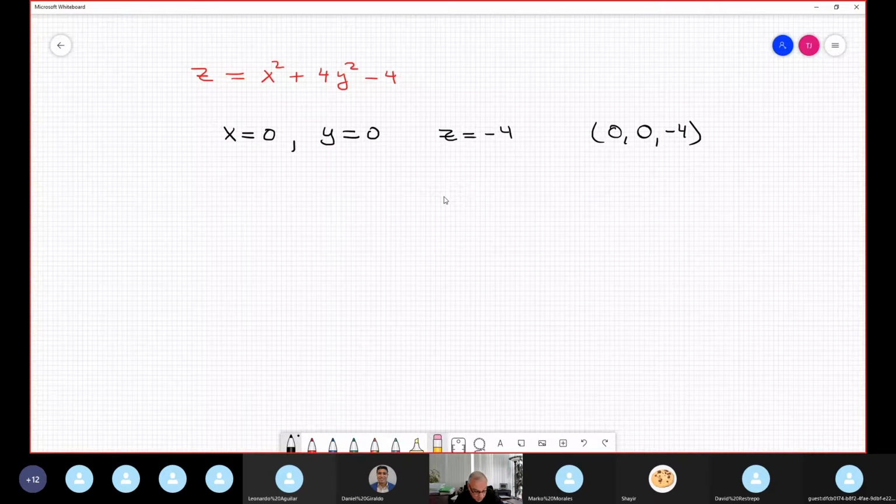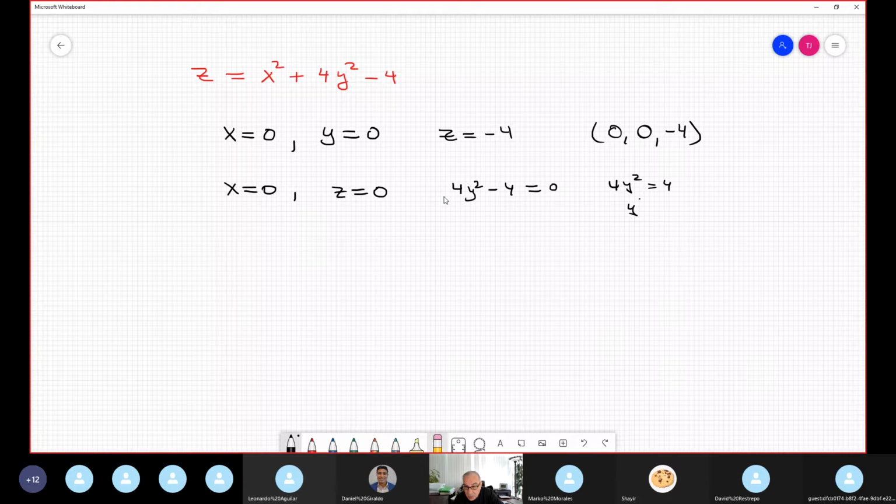Okay. Suppose now x equals 0 again and z equals 0. So now the equation that we have is 4y squared minus 4 equals 0. And you solve this equation. It's super easy. 4y squared equals 4, divided by 4 on both sides, y squared equals 1. Therefore, the solution of this equation is y equals plus or minus 1. And so we have two intersection points: (0, plus or minus 1, 0). Okay, I like that. And finally, y equals 0, it doesn't matter the order, and z equals 0.